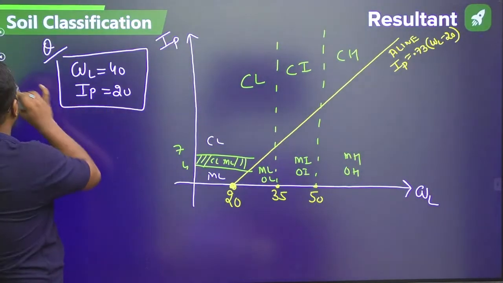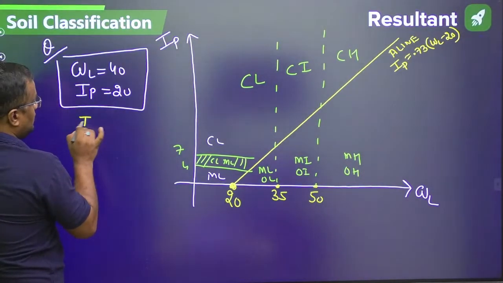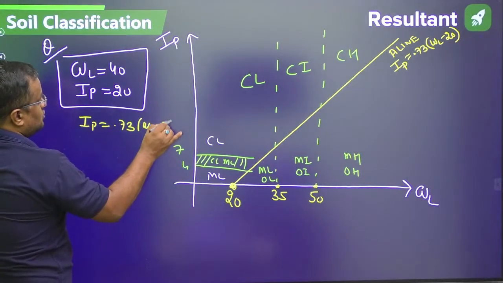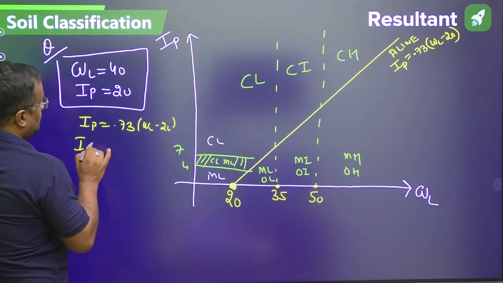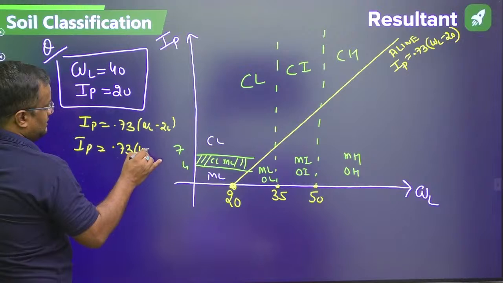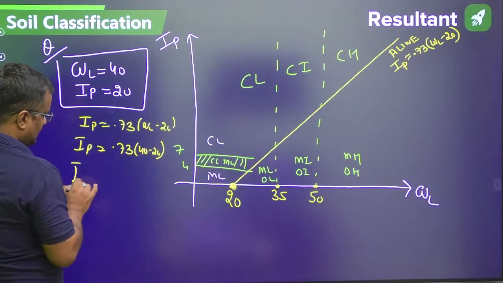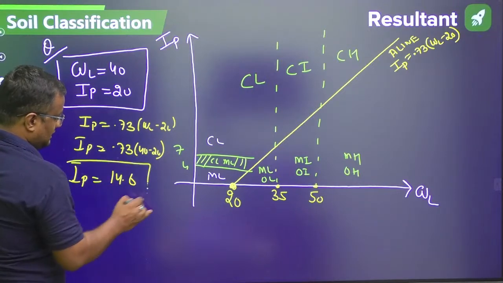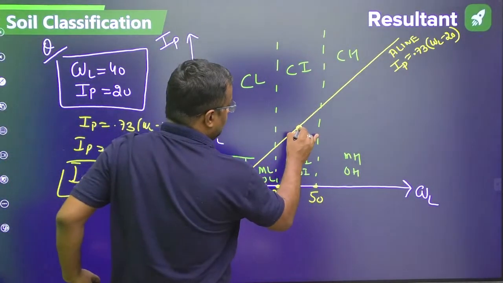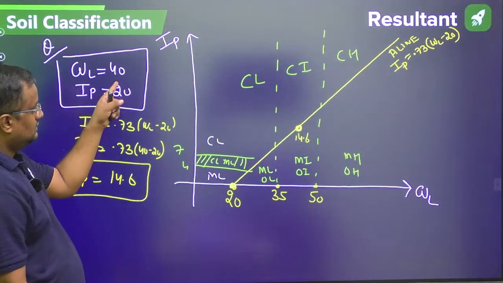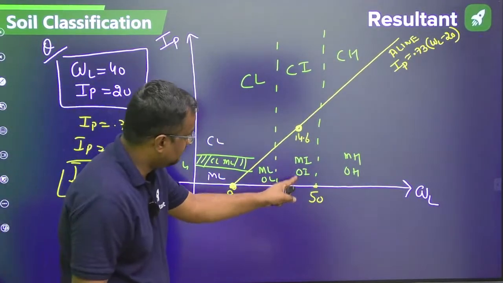So what is the A line? This yellow line. IP is equal to 0.73 (WL minus 20). So on the A line, if WL is 40, IP is equal to 0.73 times (40 minus 20), which is 14.6. That means on the A line the point is 14.6. Liquid limit is 35 to 50, and 40 is in between.